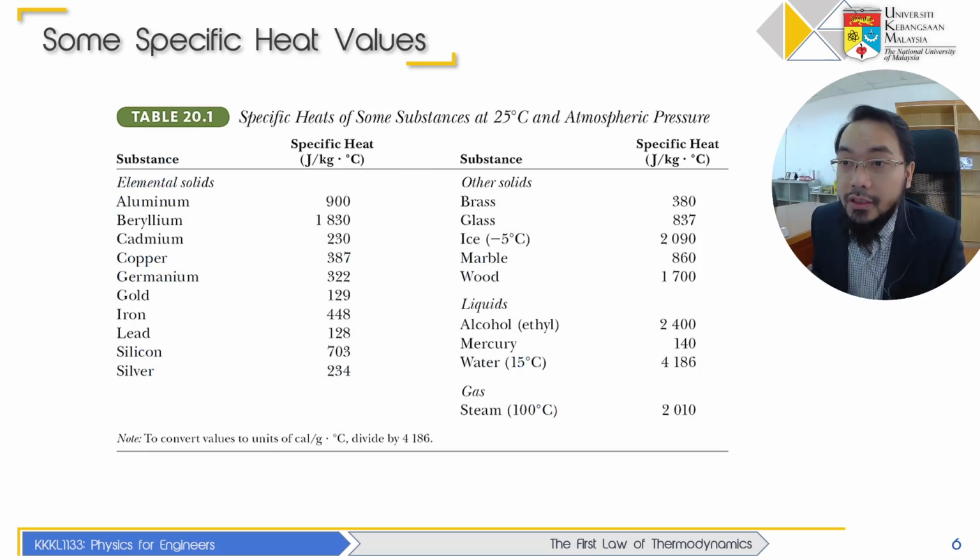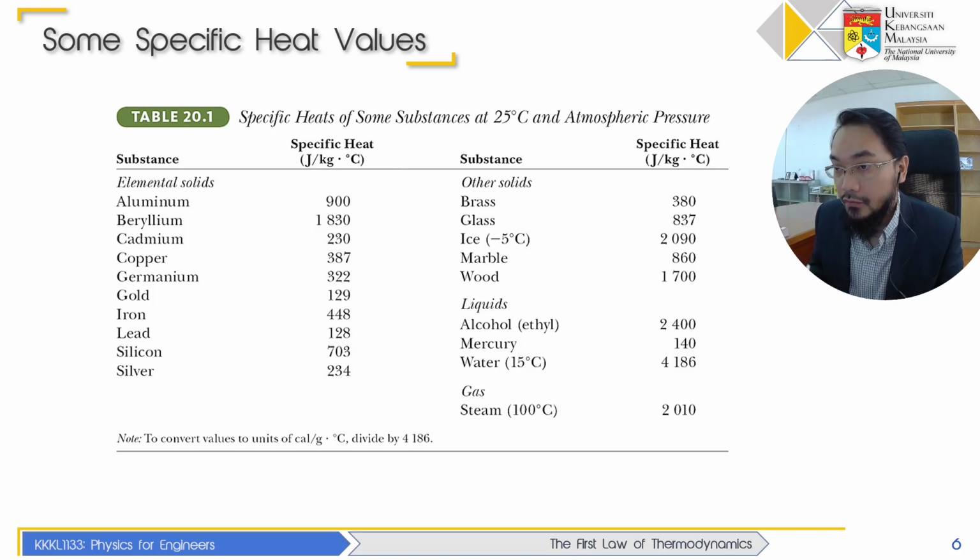So this table here shows you the specific heat values of different elements and different materials. All you need to look at is the magnitude of the number. The higher the specific heat, the more heat energy is needed to increase the temperature of that particular element by 1 degree Celsius. It also means that if the element is reduced in temperature by 1 degree, it will release that amount of heat to the surroundings or to the object that it is in contact with.